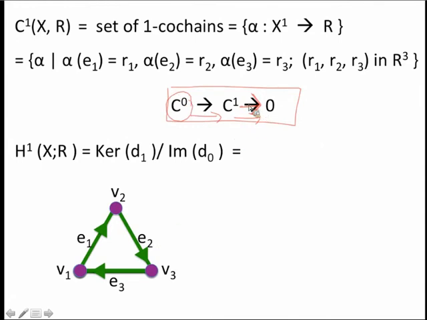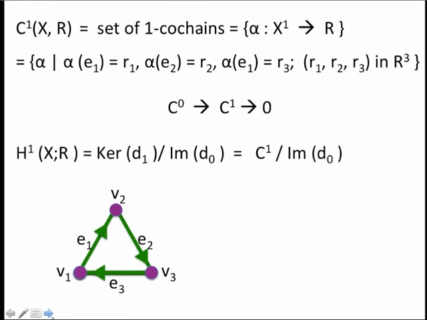Well, in this case, what's my kernel? What gets sent to 0? Everything gets sent to 0, because that's the only option, since we've got a 0 on this side. So our kernel is trivial to calculate in this case. It is just the set of 1 cochains. So the only thing we need to care about is the image of our D naught, and we just need to worry about calculating this. Any questions about that?